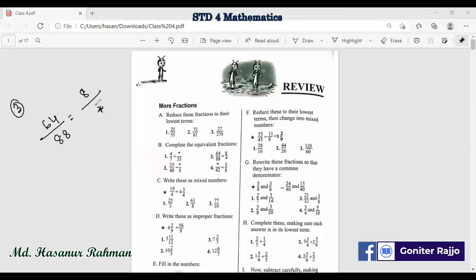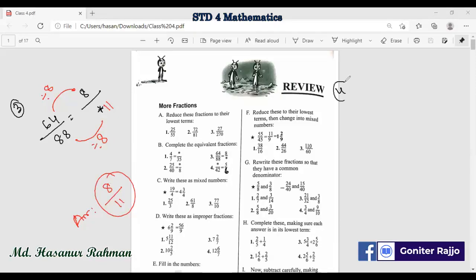Number 3 says 64 divided by 88 equal to 8 divided by star. Look at it. Now the denominator is missing. So we have to find the relation or link between the numerators. What is the link here? 64 and 8. If we divide 64 by 8, we will get 8. Am I right? 64 by 8, that is 8. That means we have to divide 88 by 8 also, because we have to divide numerator and denominator both by the same number. So 88 by 8, that is 11. Okay, so our final answer should be 8 by 11.